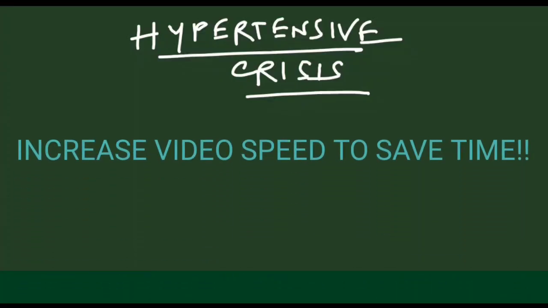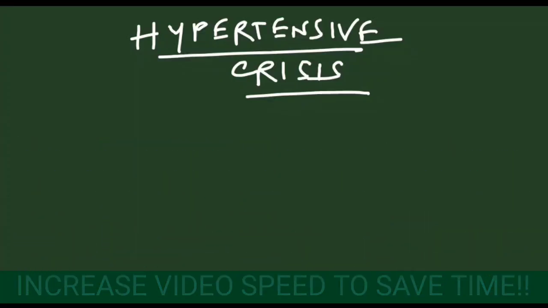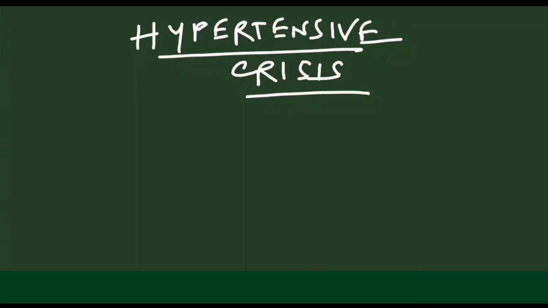In this video we'll be talking about hypertensive crisis. Now, what is the normal blood pressure? Our systolic normal blood pressure ranges from 110 to 140 millimeter of mercury, and our diastolic normal blood pressure ranges from 60 to 90 millimeter of mercury. Now, this is the basic. Now, what is hypertension? If the BP increases above this normal range, then we call it hypertension.